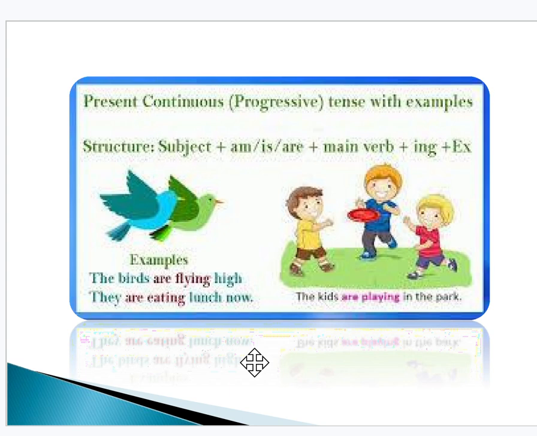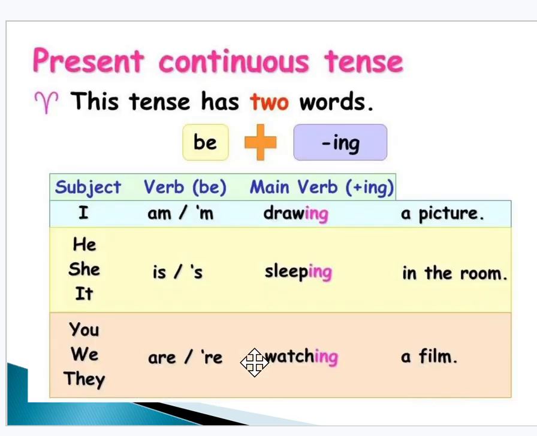Here are some examples of present continuous tense. The formula of present continuous tense: this tense has two parts, be and ing. For example, he, she is sleeping in the room. We, they are watching a film.